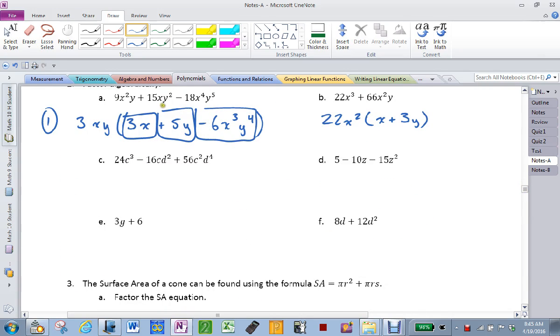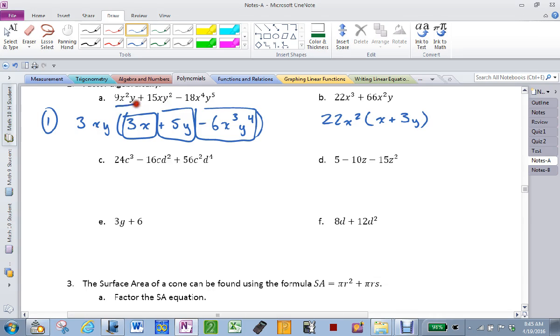Always remember, you take your greatest common factor, it goes out here, and then you divide each one by that greatest common factor. Is it always the only factoring you do? No. Is it always the first factoring you check for? Yes. All right. So here's another one right here.